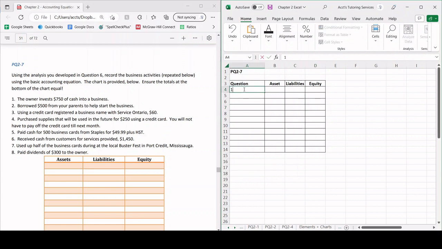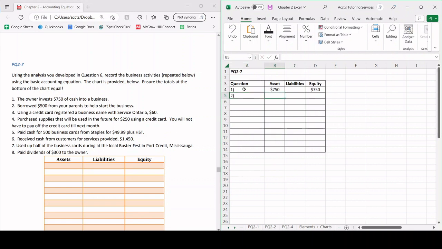So question number 1. The owner invested $750 of cash into a business. Remember, we have 5 main accounts in accounting. We have assets, liabilities, equity, revenue, and expense. Cash is an asset, so assets are going to go up by $750. And since the owner invested money into the business, that's going to be owner's capital, which is part of shareholders' equity. So shareholders' equity is going to be $750 as well.